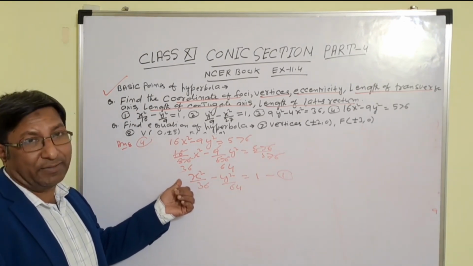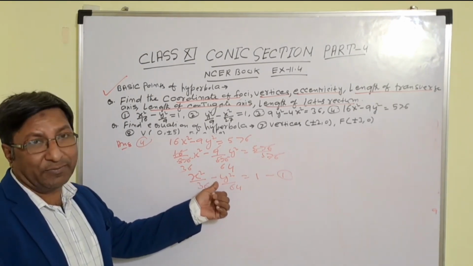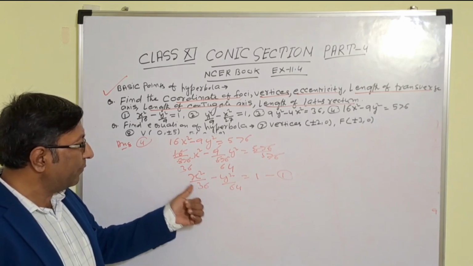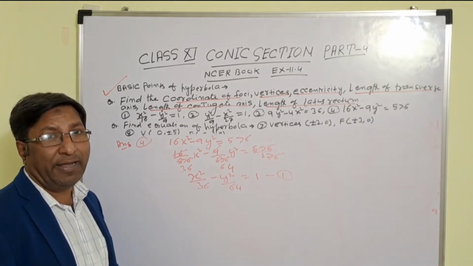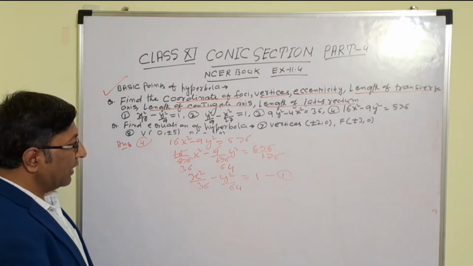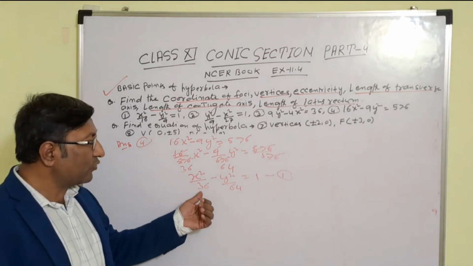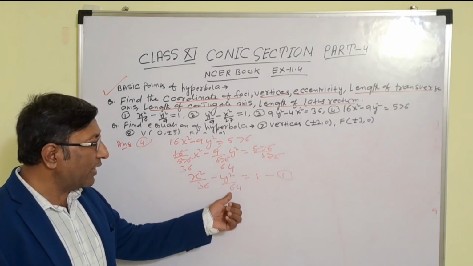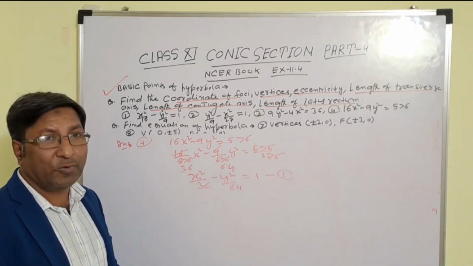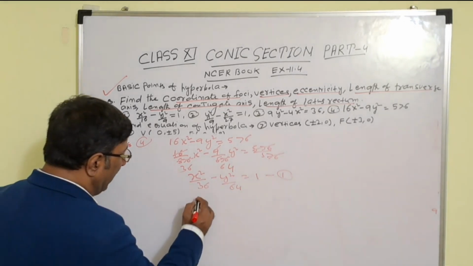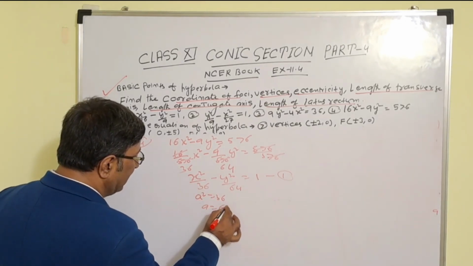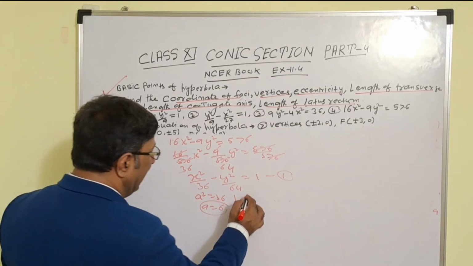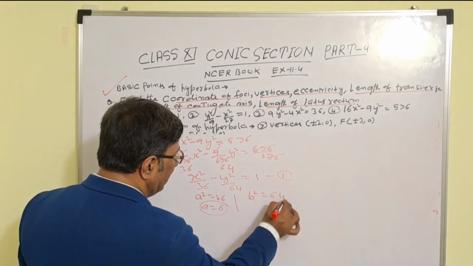This is the positive side and y square is the negative side. So the sign of x square is positive, so the foci of this hyperbola are on the x-axis. Compare this with the equation x square by a square minus y square by b square equal to 1. So a square equals 36, so a equals 6. In the same way, here b square equals 64.